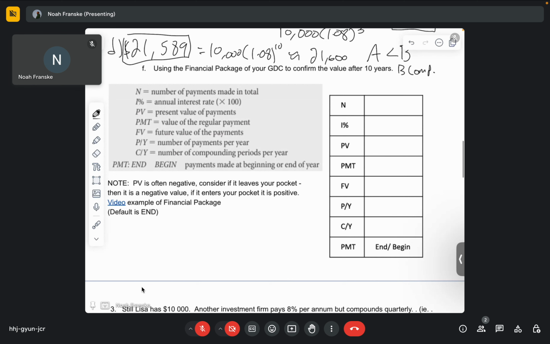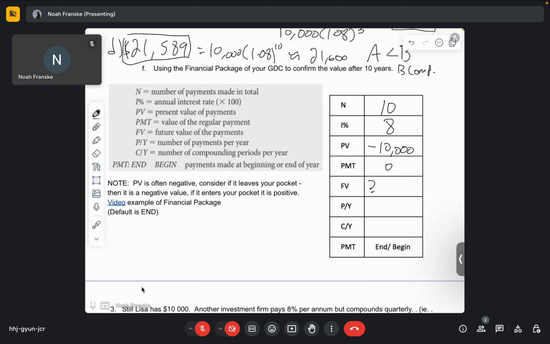So our N was 10 for 10 years. Our I was 8%. Our PV was negative 10,000 because we paid that money to the bank. We didn't have any regular payments. If you make payments in, obviously your ending value is going to be higher. That's how people usually make payments because like you get paid every month. So maybe you put $100 in your bank account every month, something like that. Final value was what we wanted to find. I'm going to put a question mark there for now.